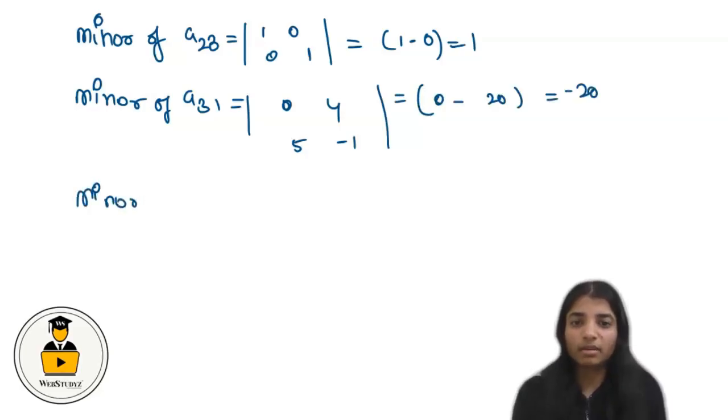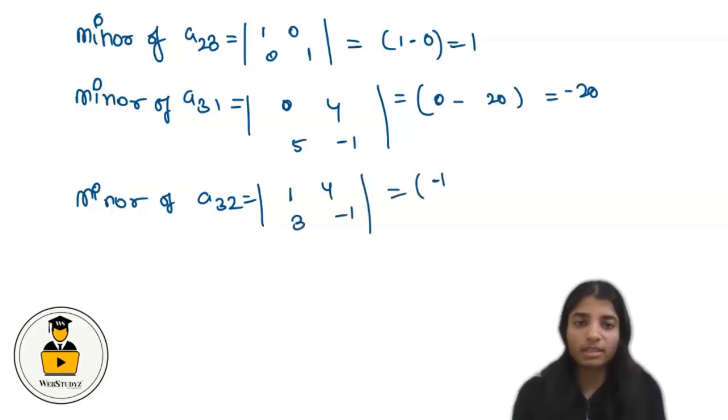In the same way, the minor of A32. Cancel the row and column in which A32 lies and write the remaining in the form of determinant. That becomes equals to 1, 4, 3, minus 1. Solving this, 1 multiplied by the minus 1 is minus 1. Minus of 4 multiplied by the 3 is 12. So this from here is equals to minus 13.